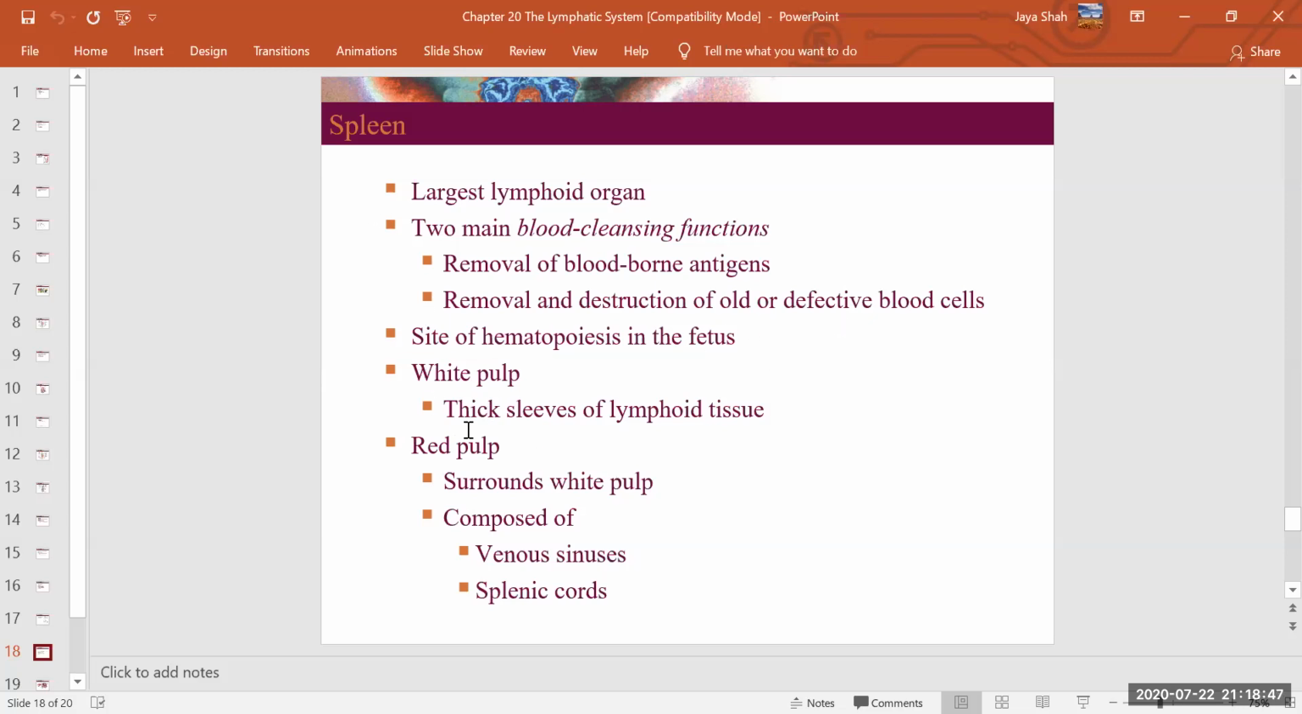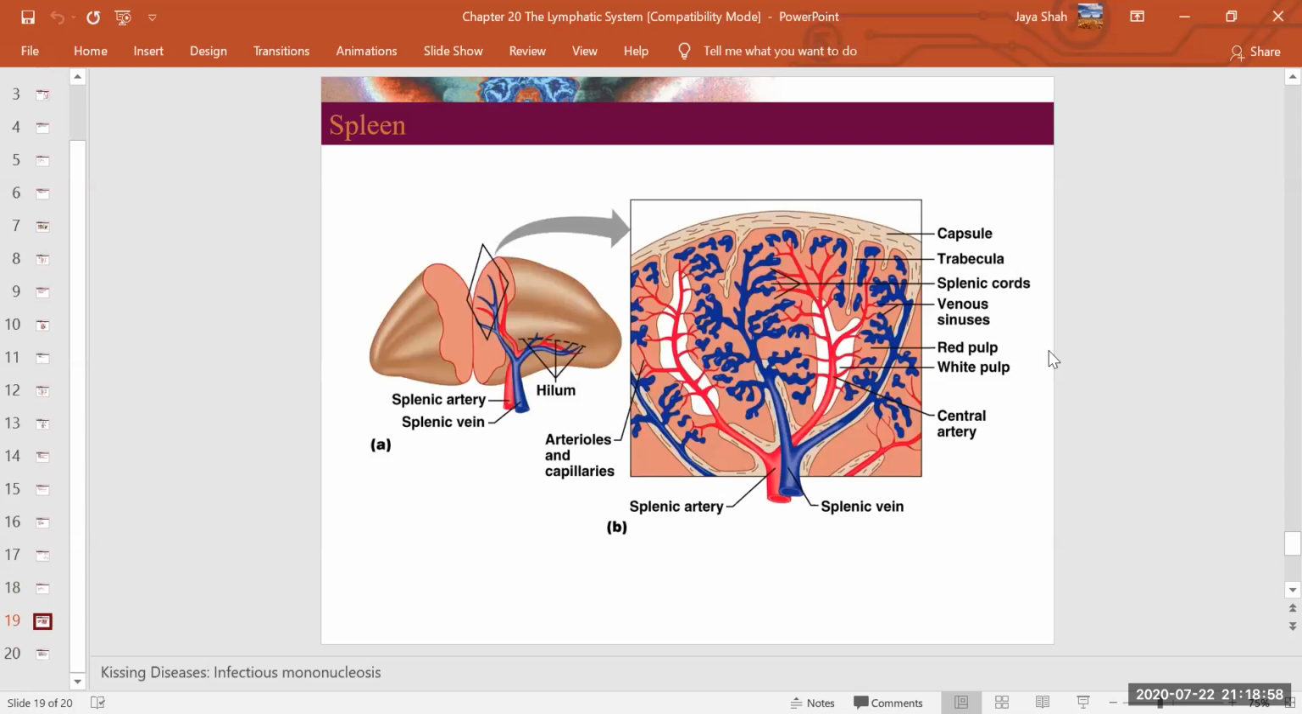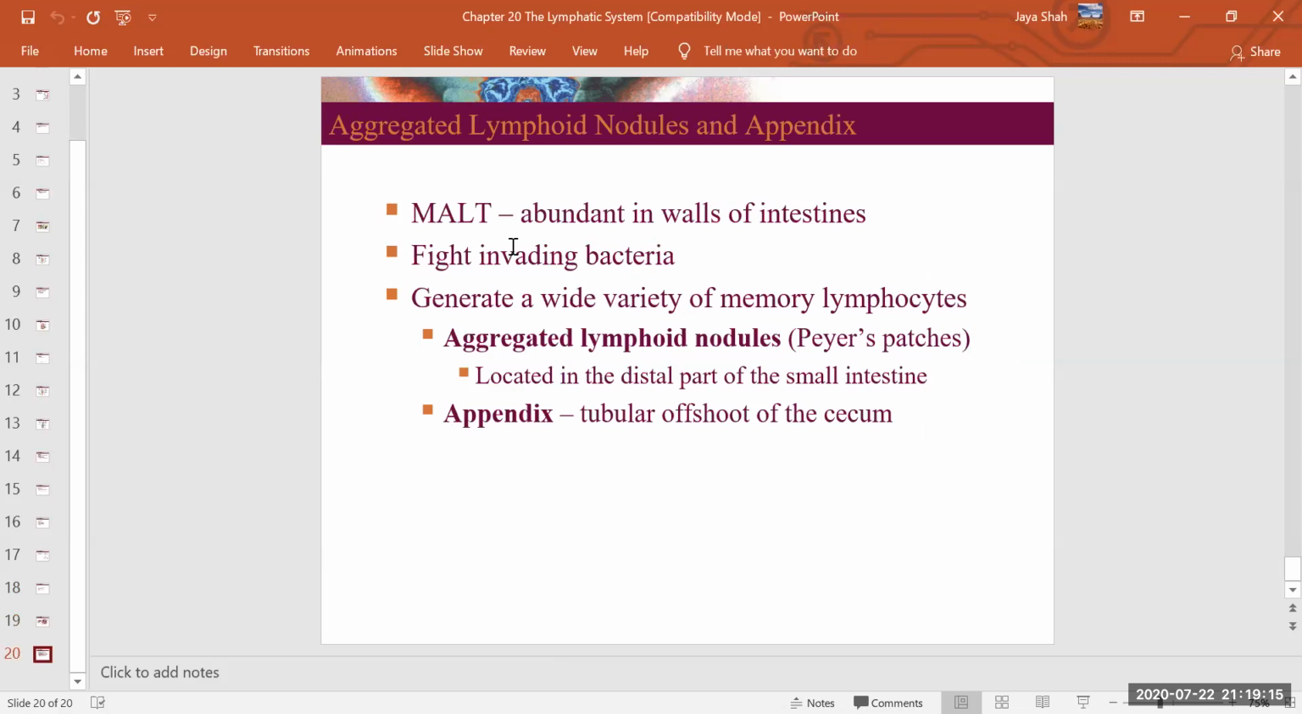There is white pulp and red pulp. White pulp is a thick sleeve of lymphoid tissue, and red pulp surrounds the white pulp, on the outside, composed of venous sinuses and venous cords. You can see here, red pulp here, and the white pulp is here in the center. It contains venous sinuses outside. MALT, as I told you earlier, is mucosa-associated lymphoid tissue, and it fights invading bacteria. Sometimes they are called aggregated lymphoid nodules or Peyer's patches in the small intestine.